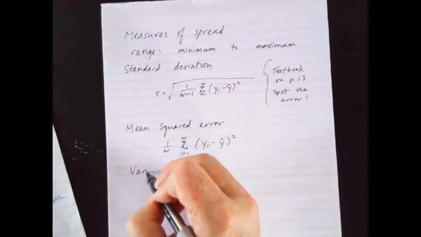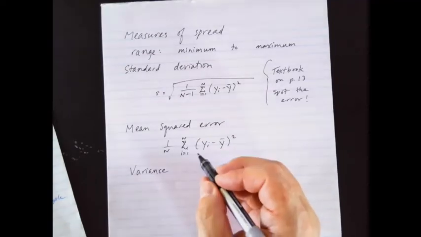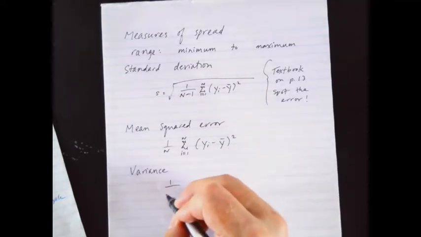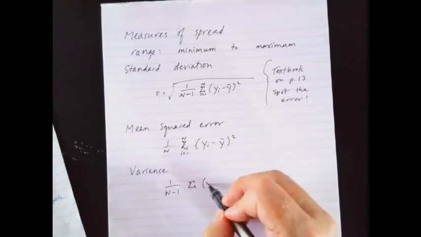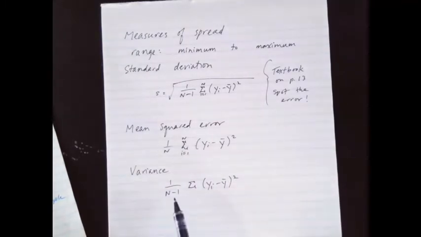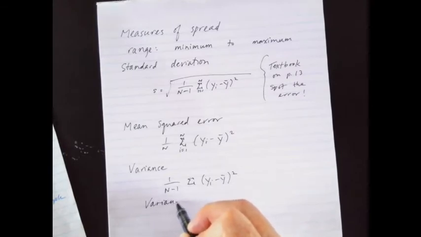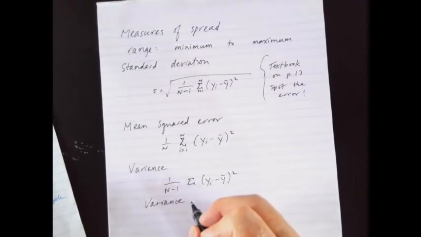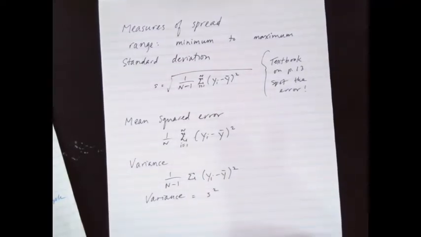Instead, what we use more typically is the variance, and it's almost the same thing exactly here. It's 1 over n minus 1 times the sum of the squared deviations. And you'll notice that this is the term that's inside that square root sign up here. So the variance equals the square of the standard deviation.